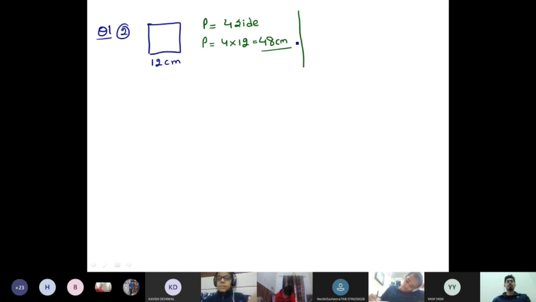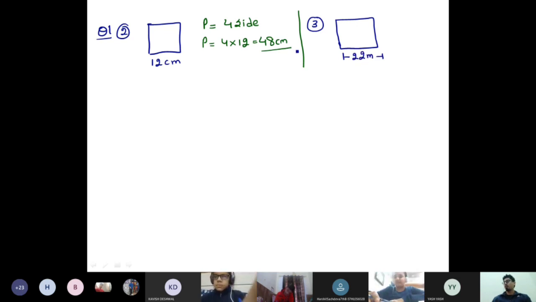Okay. Now just see the third part, students. In the third part, a square field is 22 meter long. There is a square field like this. It is 22 meter long. How much wire is required for fencing? See, can anyone of you tell me what fencing is? What is fencing, students?